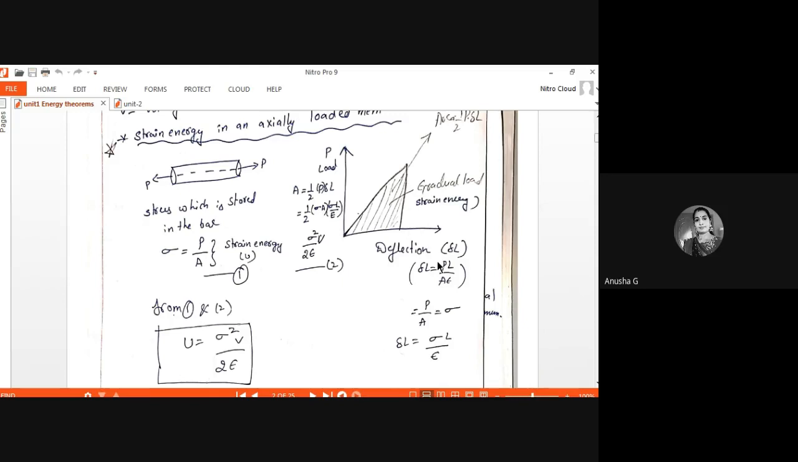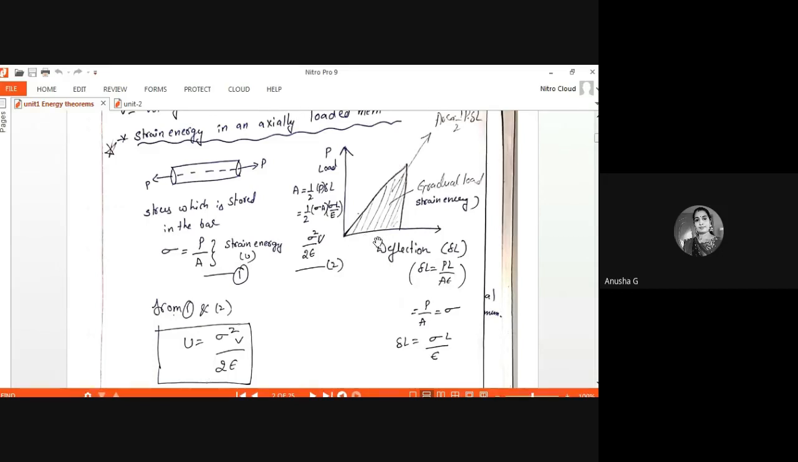Now all of you observe here. The first is the load P, and on the other side, on the bottom, we are getting the deflection delta L. Now we'll write the area of this triangle. Area of this triangle is half into P load into delta L. This one is the delta L.